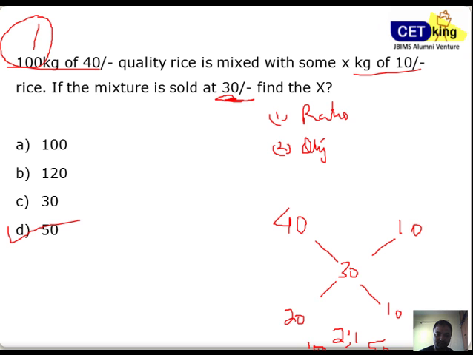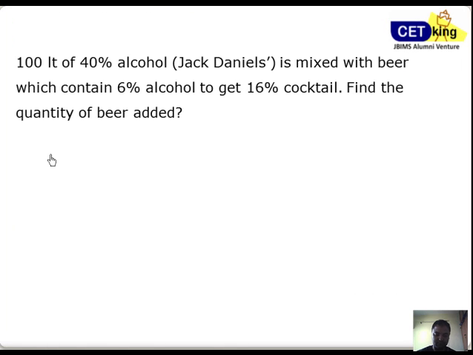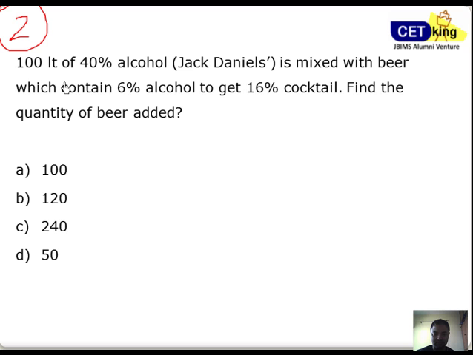Second type of question. Now I'm trying to complicate situations. Now we are adding alcohol here. 40% alcohol, which is Jack Daniels, is added with beer, which is how much percent? 4% or 6%? Let's try to keep it realistic, 6% beer. 40% alcohol Jack Daniels is added with 6% beer to get a mixture which is 16%.